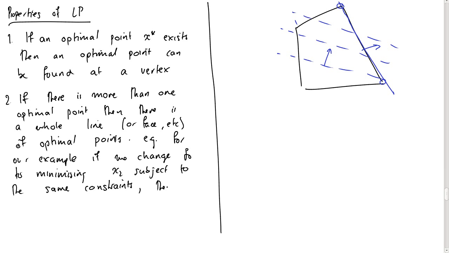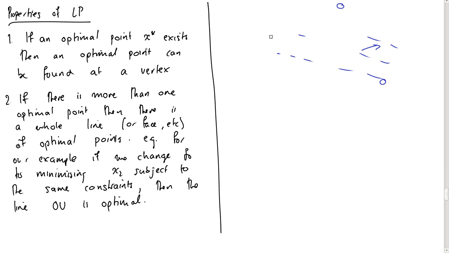Then the line OU is optimal. Okay, so beginning to get a good intuition for optimality like this. Okay, so a couple more things that could happen. So we're looking at all the different scenarios of optimality, really.